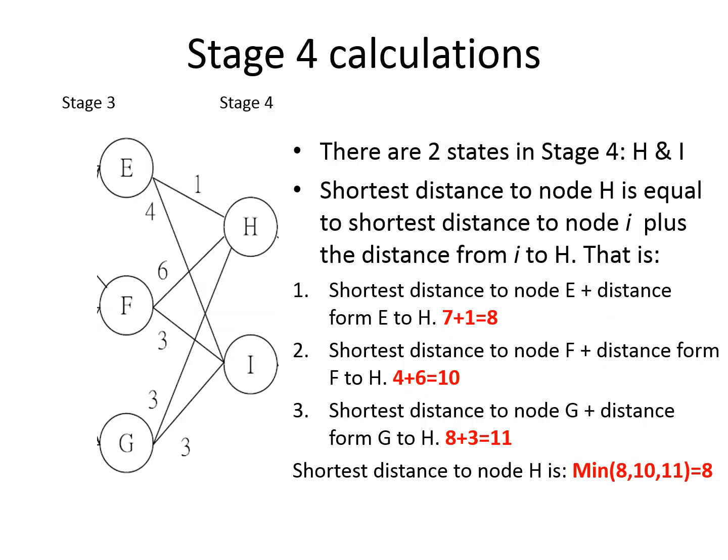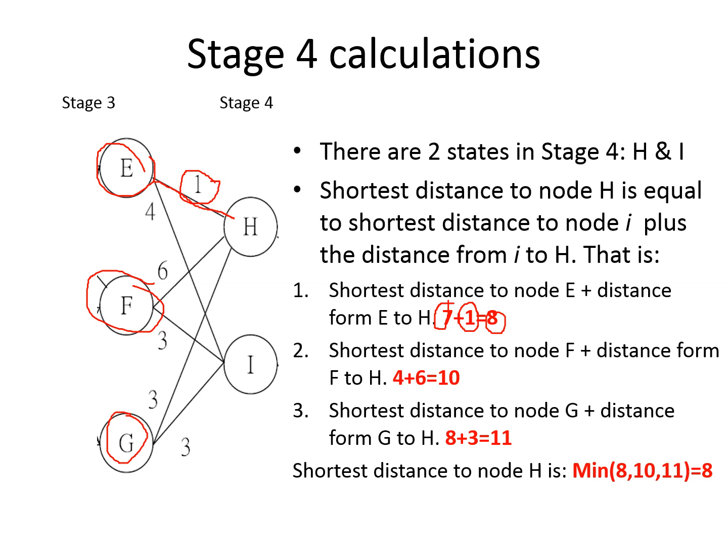The terminal nodes, or the states of stage 4, are 2 now, H and I, and the shortest distance to H is, you'll be coming from either E or F, right? Or G. So the shortest distance to E is read from the previous slide, the minimum thing, and that was 7, plus the distance from E to H is 1, and thus the answer is 8.